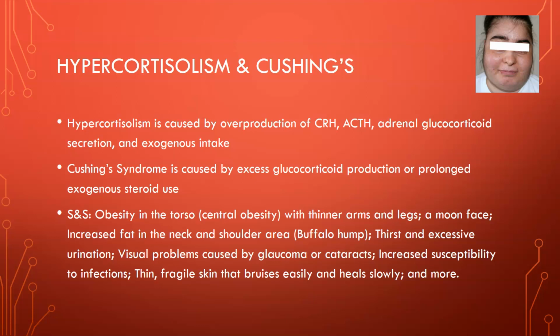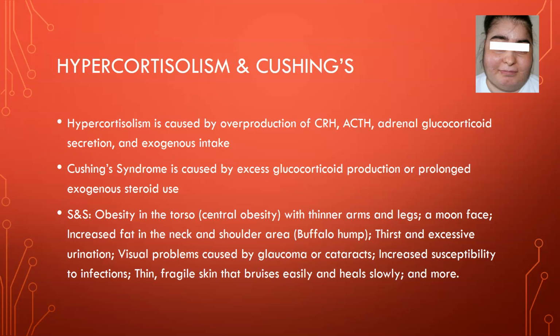So hypercortisolism can be caused by the overproduction of CRH or ACTH, and by adrenal corticoid secretion. So too much of any of them up and down the HPA axis, but also exogenous intake. So if you take steroids, that could lead to Cushing's. Cushing's syndrome is caused by excess glucocorticoid production or prolonged exogenous steroid use. And sometimes that happens as a side effect of treatment for something else. Glucocorticoids like cortisone are often used to treat inflammatory conditions.